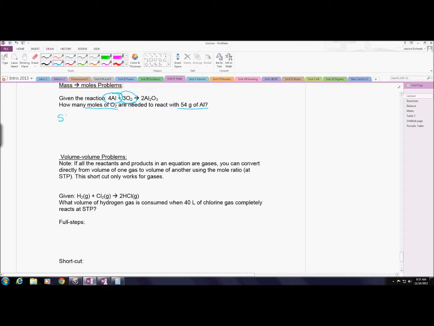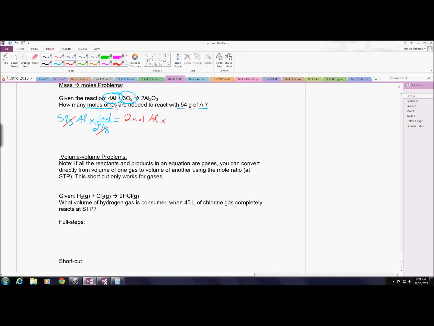And I'm starting with 54 grams of aluminum. I ask myself, am I in moles? Nope. So I need to switch this to moles using the gram formula mass. The gram formula mass of aluminum is 27, so my grams are going to cancel, and 54 divided by 27 is 2 moles. I have 2 moles of aluminum.